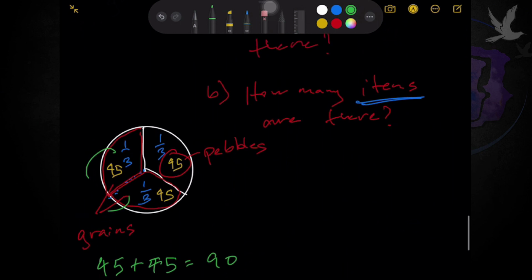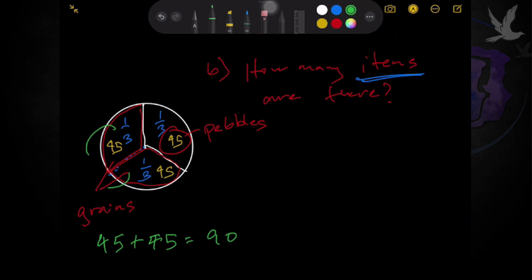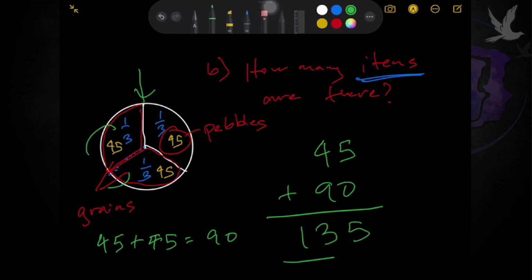Question letter B, how many items are there? In other words, all in all. Sa loob ng pie chart na to, ilan lahat ang items? So you now know that pebbles are 45 and the grains are 90. So all you need to do is just to add them all up, which will now give you an equivalent of 135. Okay?